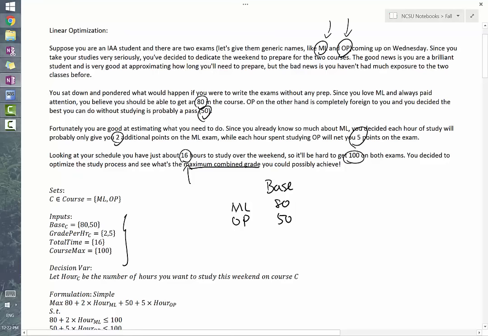So again, sets, I think of them as unique primary keys and the inputs as value corresponding to those primary keys. So let's draw our table. Grades per hour, we have 2 and 5. And finally, we have total time less or equal to 16 and max grade equals 100.